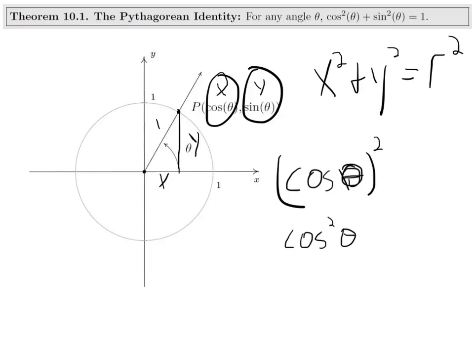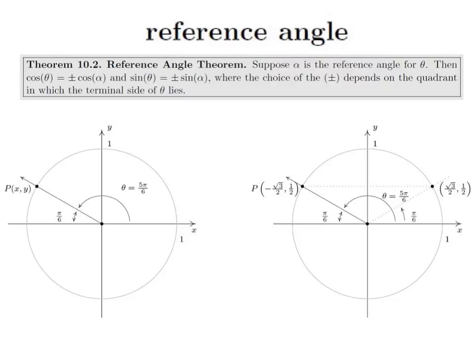So this squared notation, sine squared theta, cosine squared theta, is a shorthand. Cosine squared theta is actually cosine theta, squared. So when you see that, make sure that you're working out cosine theta and then squaring that value. Great. Another very important theorem is the reference angle theorem.